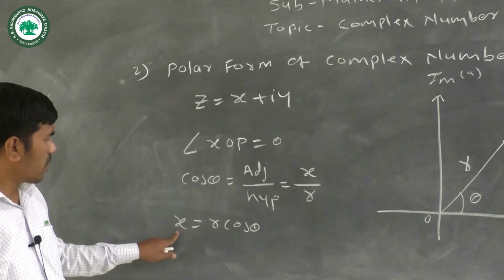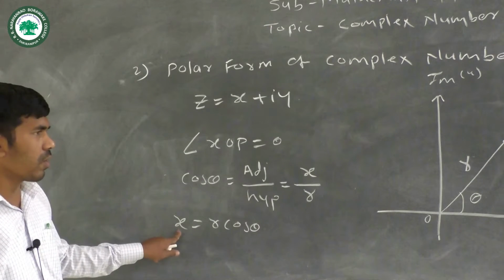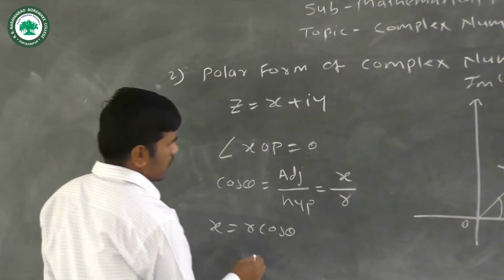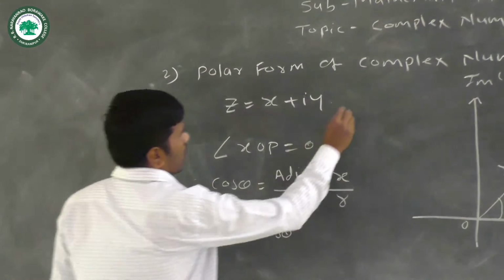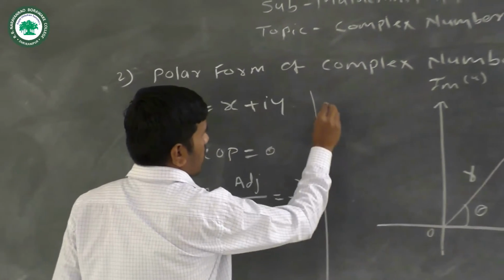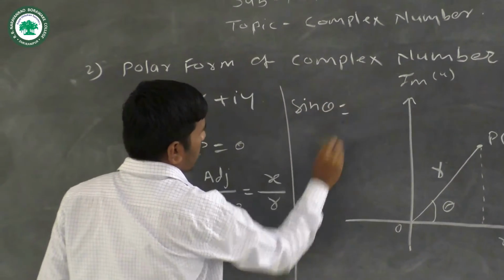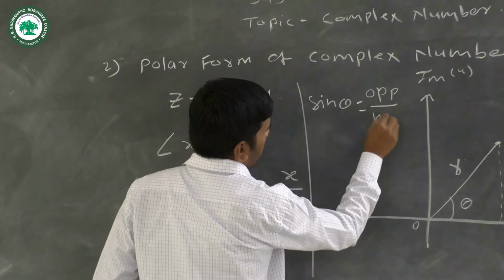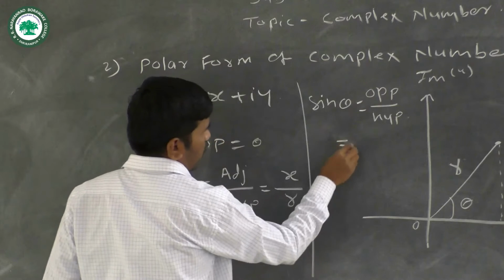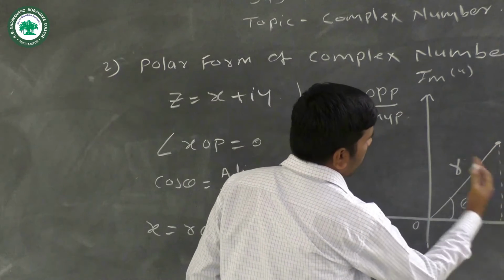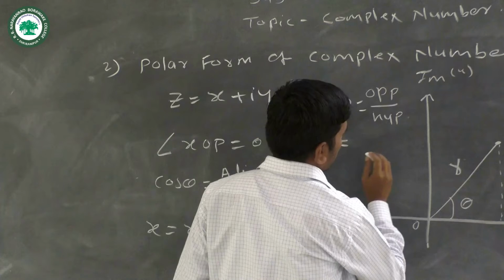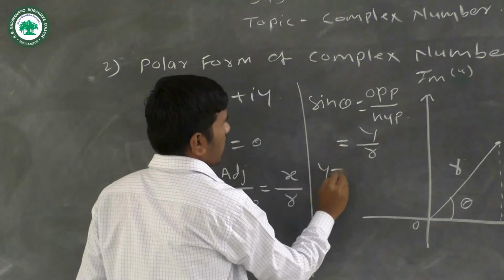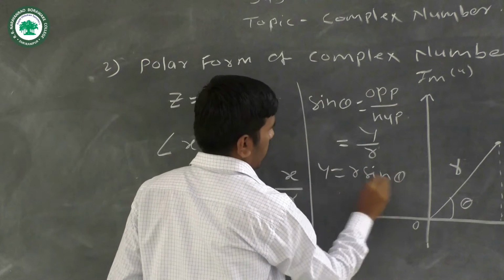This equation gives the relation between the Cartesian and polar coordinates. This x is a Cartesian coordinate, and this r is a polar coordinate. Similarly, if we consider sin theta, sin theta is equal to opposite divided by hypotenuse. The opposite side is parallel to the imaginary axis, that is y. So sin theta is y by r, so y is equal to r sin theta.